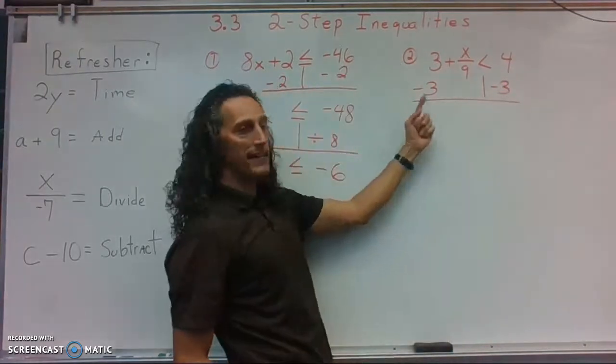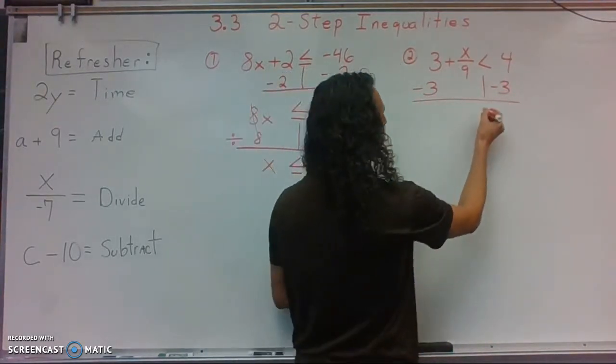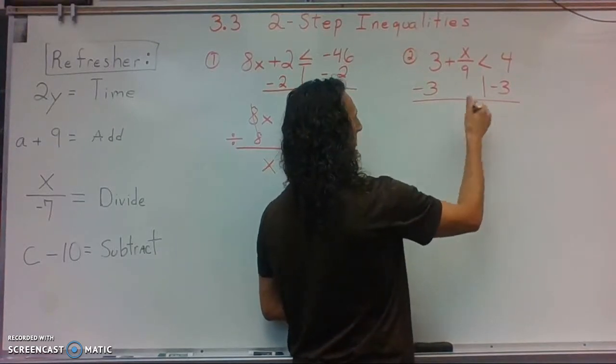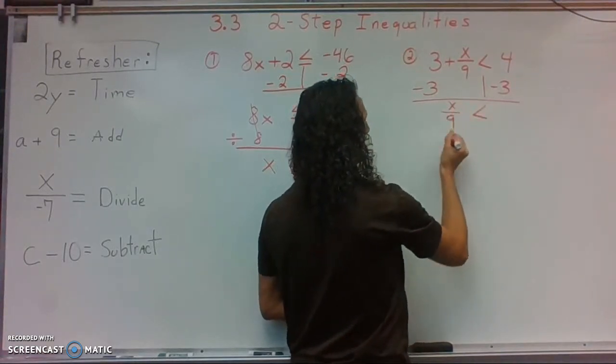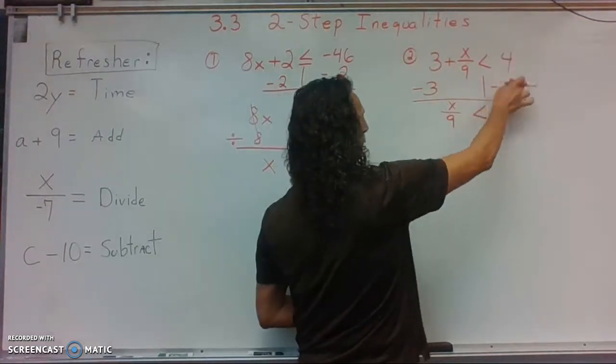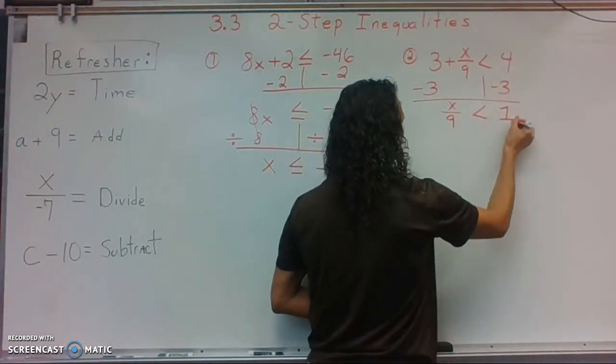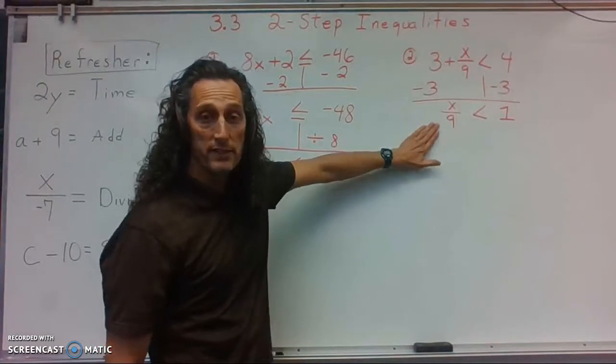And remember, minusing 3 does not change the inequality sign. So that stays less than. The x being divided by 9 falls down. And then 4 plus negative 3 is positive 1.